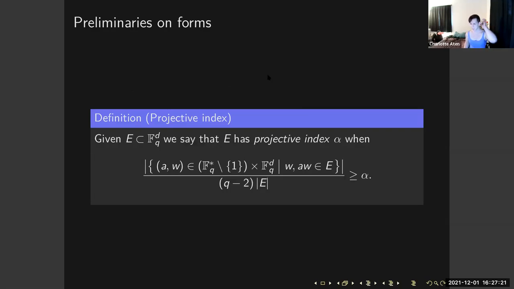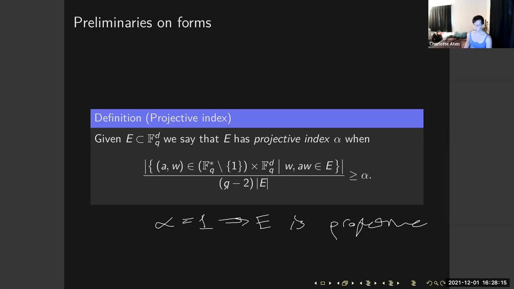Now I need one final concept before I can finally tell you what the main result is. Given some subset of F_q^d, we'll say that that subset has projective index alpha when alpha is less than or equal to this quantity, which is a measure of how much the subset E is closed under scaling. So in other words, alpha being one here just means that E is projective. So if alpha is one, that means that if you take any element of E and you multiply it by any non-zero element in F_q, you will get another element in E. So it's totally closed under scaling, and I don't want to worry about zero.